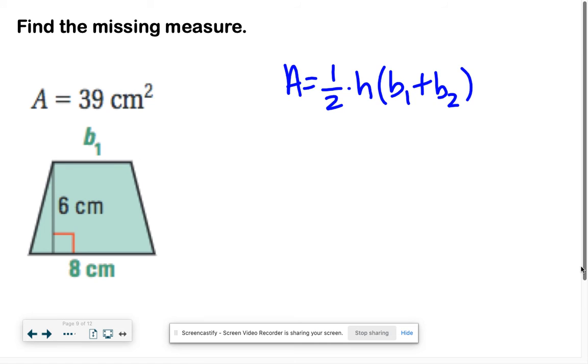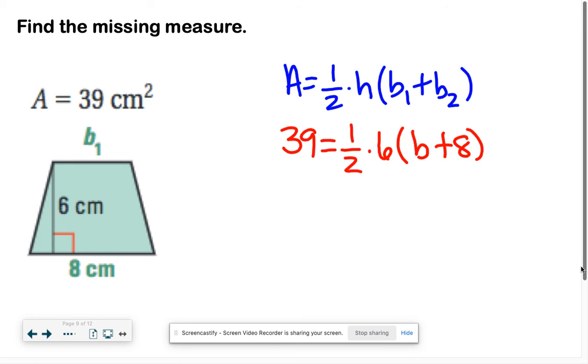This time, what are we missing? A base. So let's plug in. We have 39. That only works with height. Equals a half. What is our height? 6. We don't know our first b, so I'm just going to call it b. And then what's our other base?